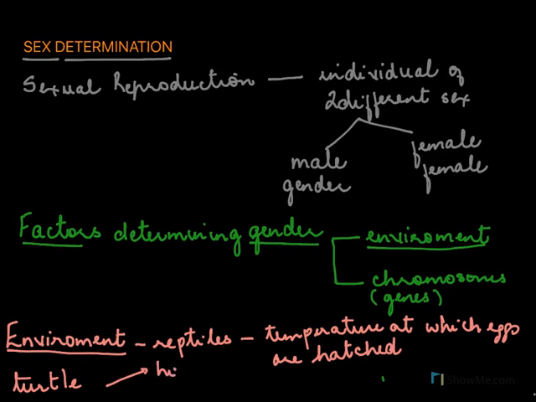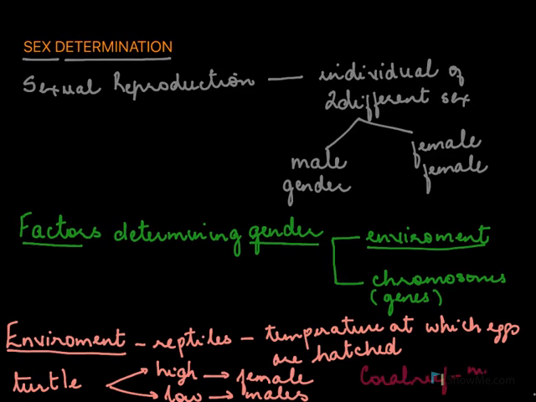If the temperature is high in the nest of the turtle, you get female. But if the temperature is low in the nest, you get male. And to explain this example even further, in the coral reef these days, they find there are a lot of female turtles but less males. There are more females. And why could that be? It's because of global warming.